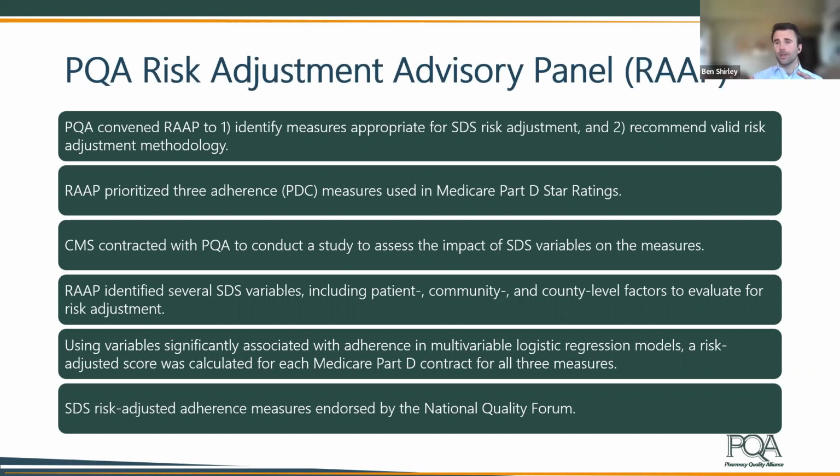Really starting with evaluating PQA's portfolio, looking at all of our measures and saying, okay, where do we need to focus? Which measures are maybe appropriate candidates to consider for risk adjustment? And their prioritization was the adherence measures used in the star ratings, partly because of the conceptual link between adherence and certain SDS factors. But another reason that this focus emerged was that these are intermediate outcome measures.